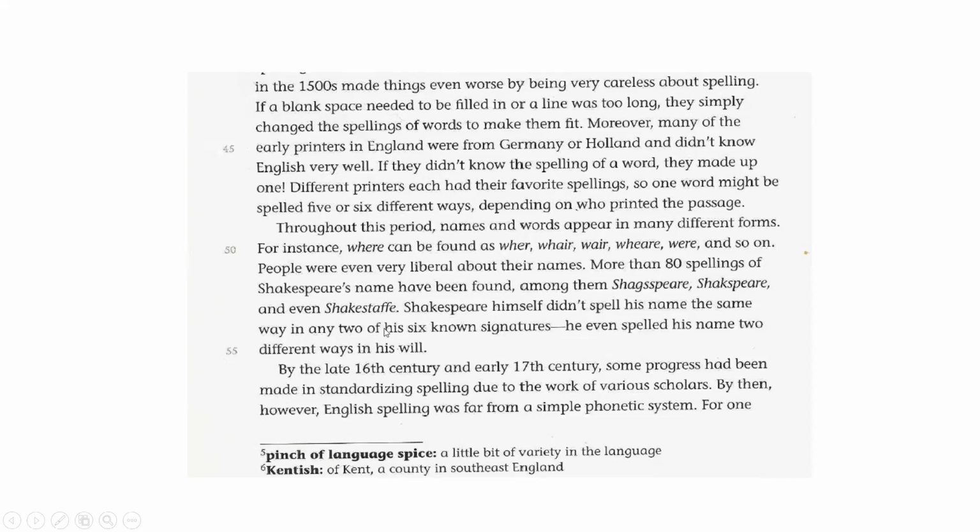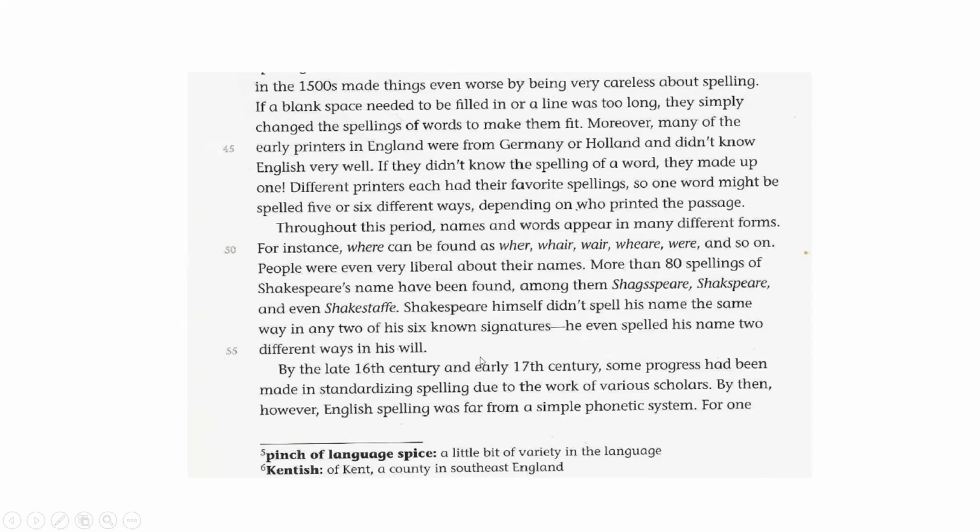More than 80 spellings of Shakespeare's name have been found. 80. Jesus Christ, are we playing word scramble? And here's some examples. Among them, Shakespeare, but they're supposed to say Shakespeare. Shakespeare, and even Shacklestaff. Okay, so this looks like maybe someone with a German background, maybe Scandinavia, maybe French.